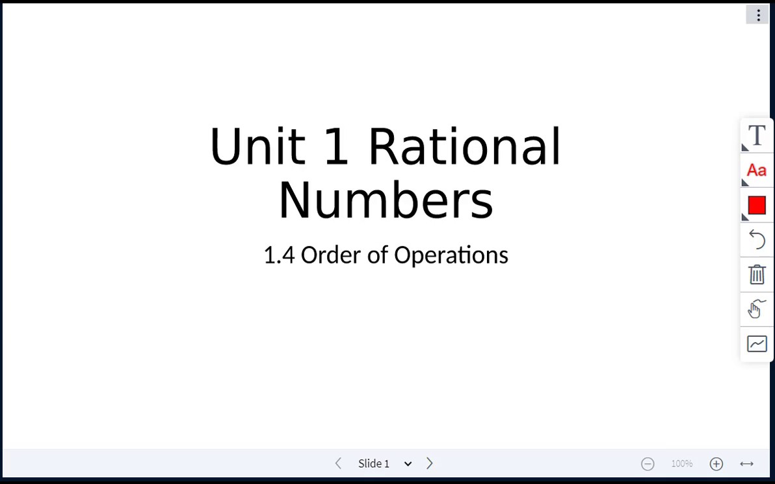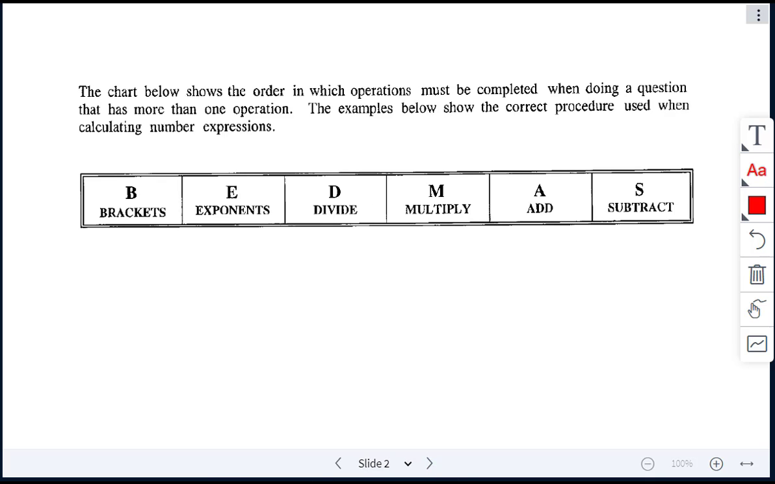All right, so today we are looking at order of operations and BEDMAS rules, and we're going to go through examples. We'll start with simple examples, and then we'll get into some more complex examples. All right, so this chart shows the order in which operations must be completed when doing a question that has more than one operation.